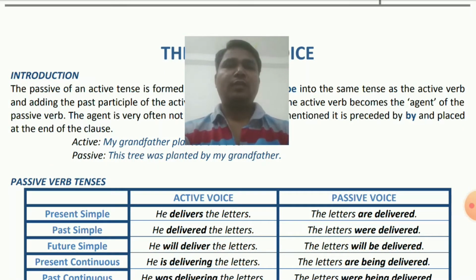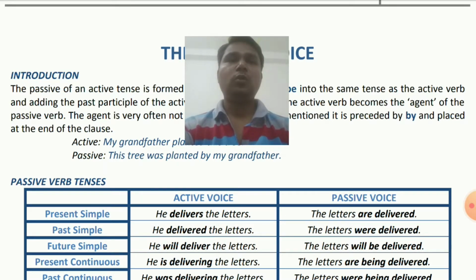Today we are going to learn our second grammar topic, that is the passive voice. In the first video we learned our first grammar topic, the tenses. In that we learned all 12 tenses as well as all types of verb forms, 4 types of verb forms. The first form of the verb, that is the main verb. The second form of the verb, that is the past form of the verb. The third form of the verb, that is the past participle, and the fourth form of the verb, that is the present participle.